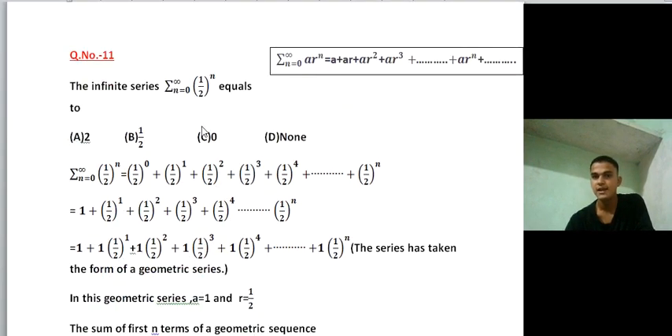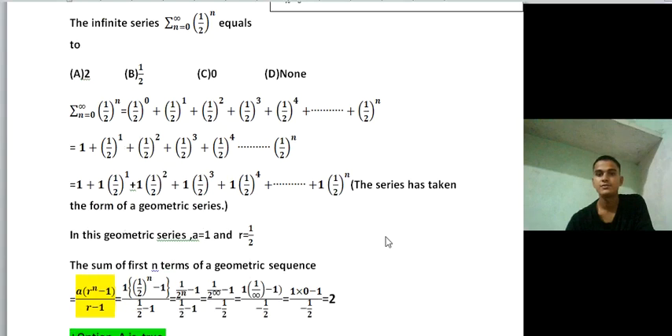So you can see this is a and this is 1, this is ar, this is 1 into 1 by 2 to the power 1, this is ar square, and this is 1 into 1 by 2 to the power 2, this is ar cube, and it is 1 into 1 by 2 to the power 3, and so on. So you can see the series has taken the form of a geometric series.